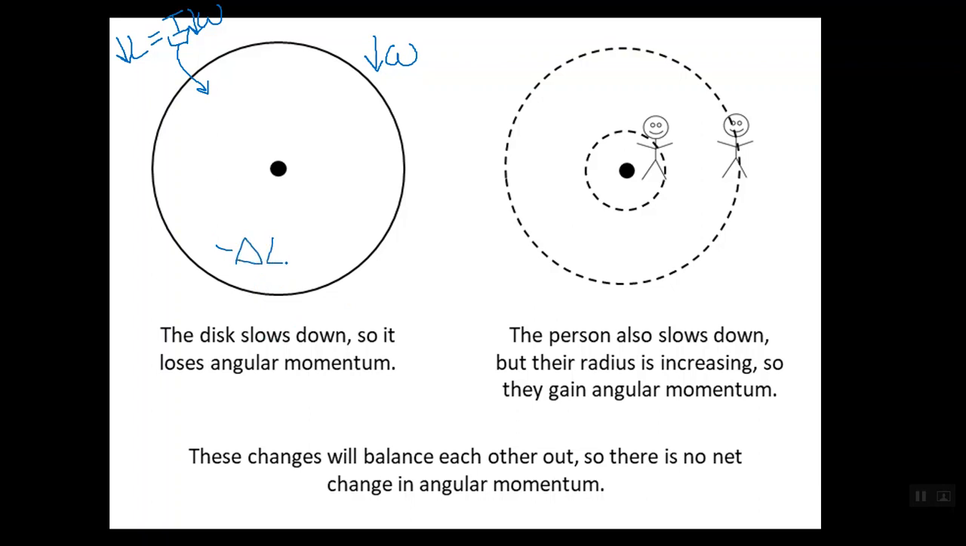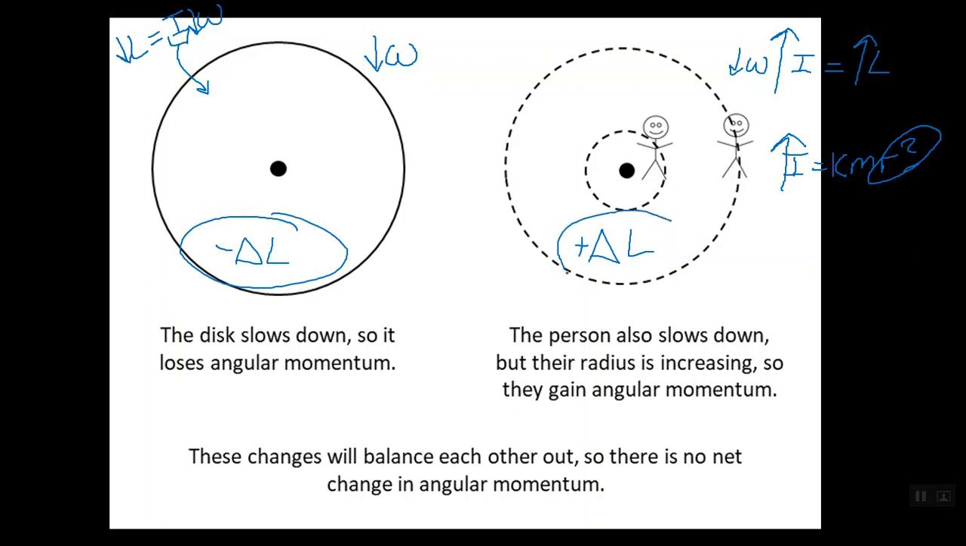Now, the person walking on the disc is also going to slow down, but their radius is increasing. Their moment of inertia is increasing, and that radius actually matters so much because this r is squared in this equation. So even though their angular velocity is decreasing, their moment of inertia is increasing so much that overall they are going to gain angular momentum. And it's actually true that the amount that the disc loses, the person is going to gain.